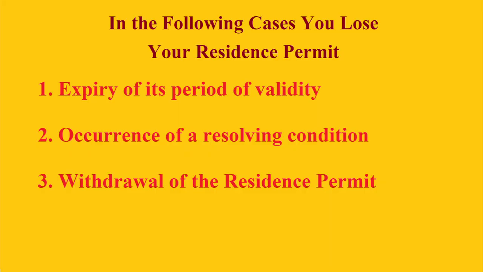The three cases based on which a person can lose his or her residence permit in Germany, which I explained with their details in my previous video, are: first, expiry of its period of validity; second, occurrence of a resolving condition; and third, withdrawal of the residence permit. For more information about these three cases, you can watch my previous video.